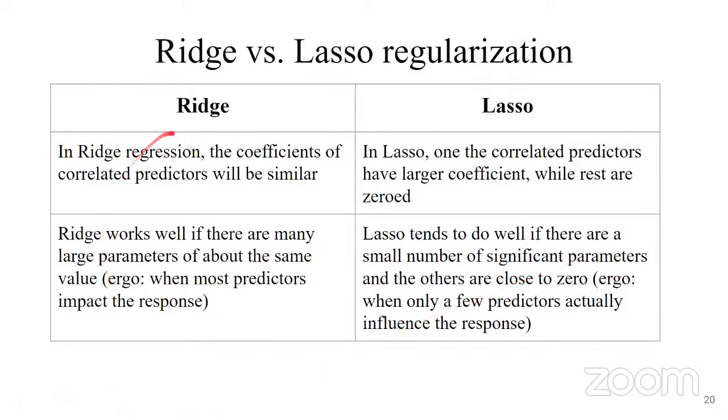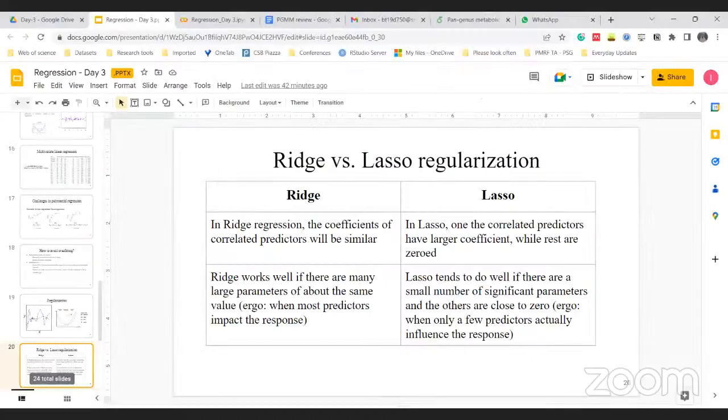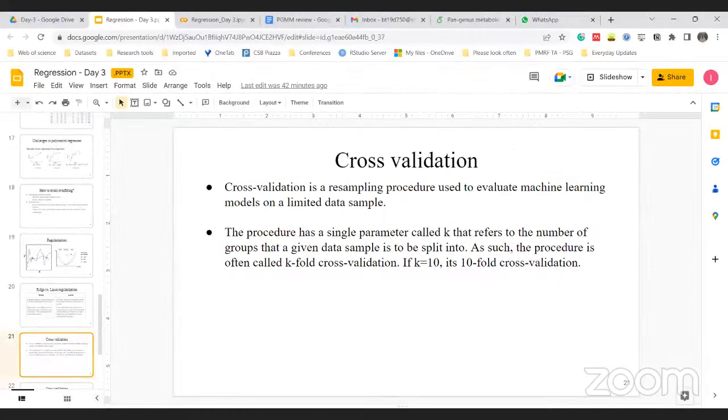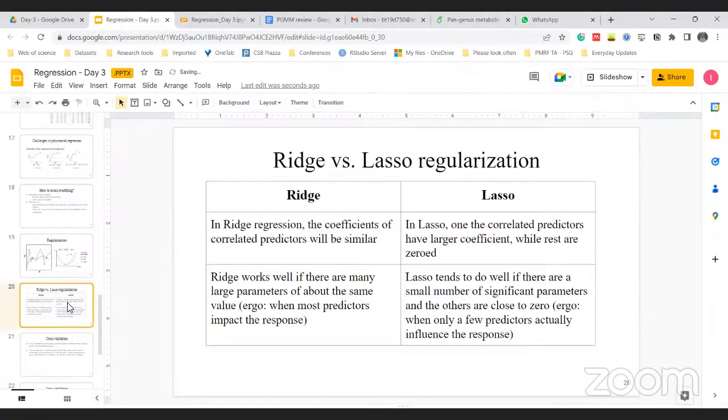And if you want to predict the impact of the predictors, the features, on the response, then we will be using ridge regularization. Okay. Anyone have any doubts in the regularization part?